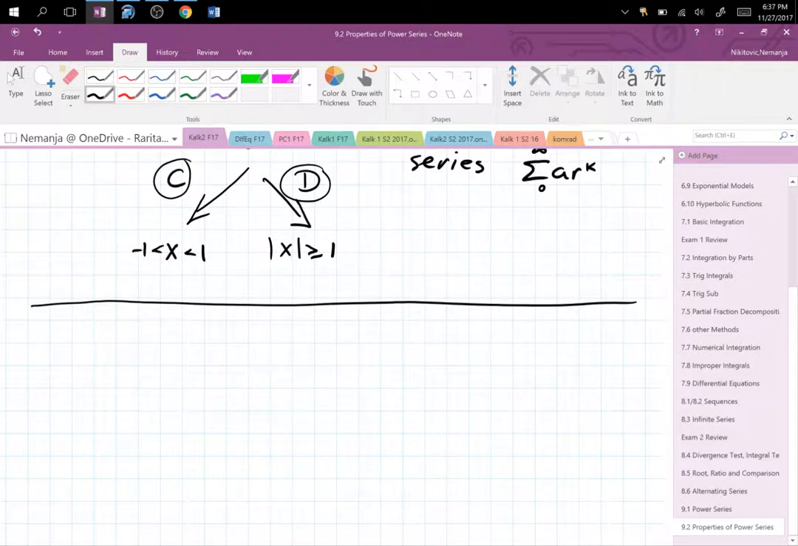So what we came up with is interval and radius of convergence. And those two relate to the values of x that will make the power series convergent. Remember, a power series converts into a regular series, which converges or diverges by whichever of the 10 tests you can master.